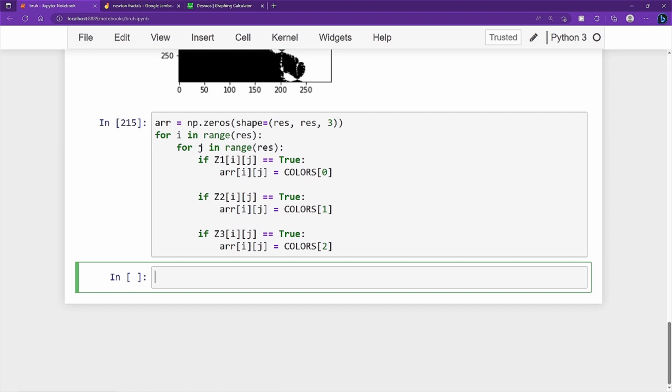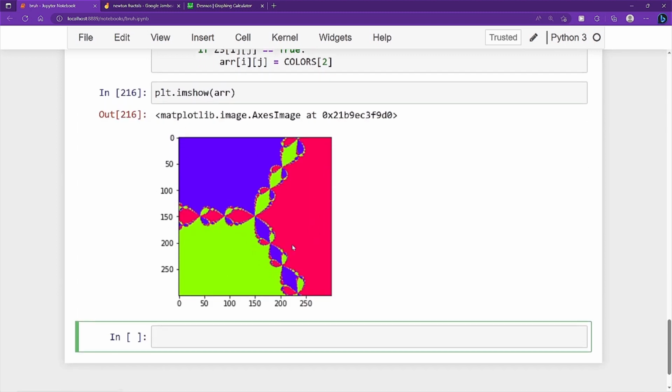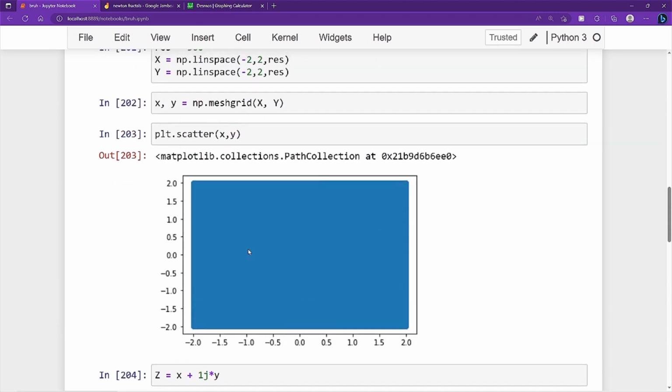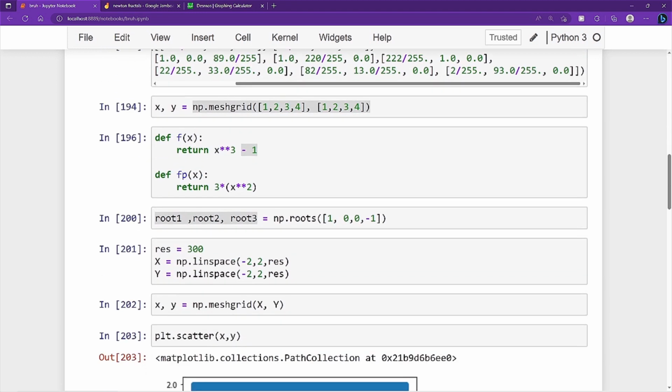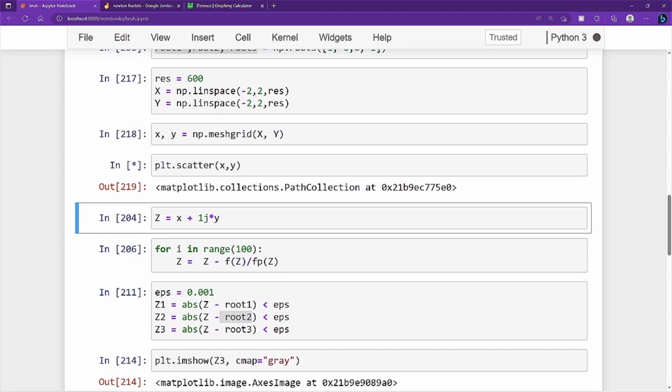And if we continue now, we can do plt.imshow(arr), and we can see that we have our awesome fractals. And we can change the resolution as well here and rerun it. Like, we can change the resolution to maybe 600, which will take a long time, but it's worth it, I guess.